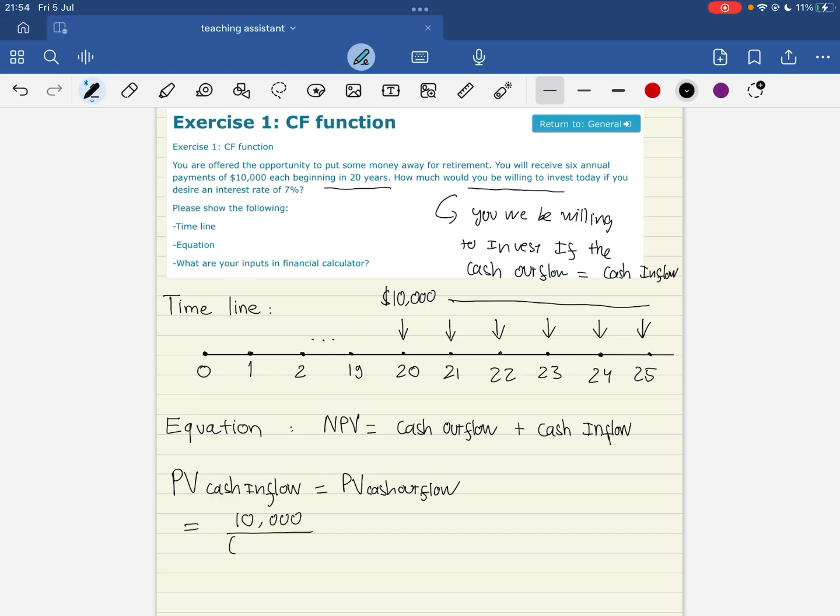divided by 1 plus R to the power of 20, plus 10,000 divided by 1 plus R to the power of 21, plus ... until $10,000 divided by 1 plus R to the power of 25.